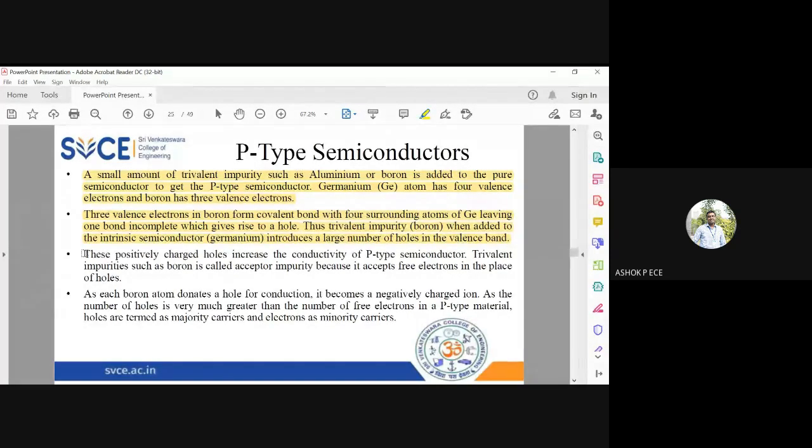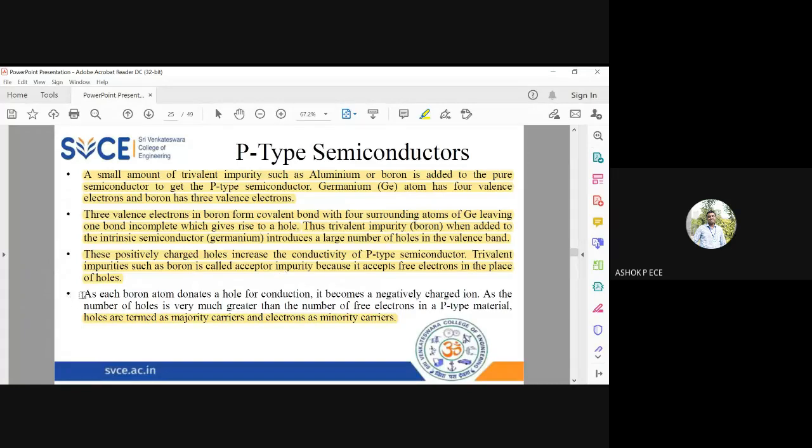So when you have a large number of holes, the semiconductor becomes a p-type semiconductor, and the majority carriers in p-type are going to be holes, and electrons are going to be minority carriers. This p-type semiconductor is not donating electrons. It needs electrons for stability. It is accepting the electrons, right? So it is called an acceptor impurity. It accepts the electron from the nearby atoms to form the covalent bond. So it is called an acceptor impurity.